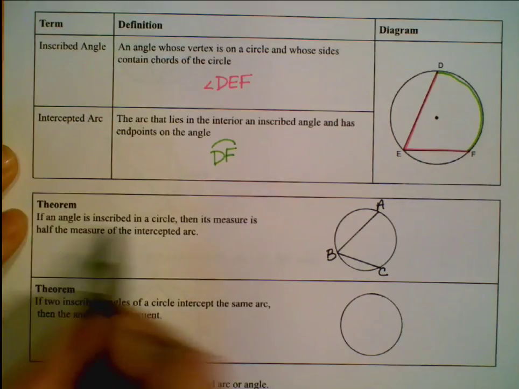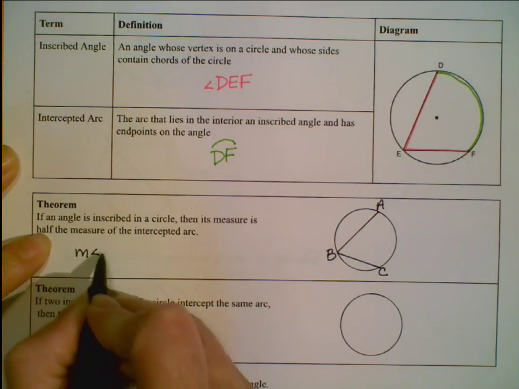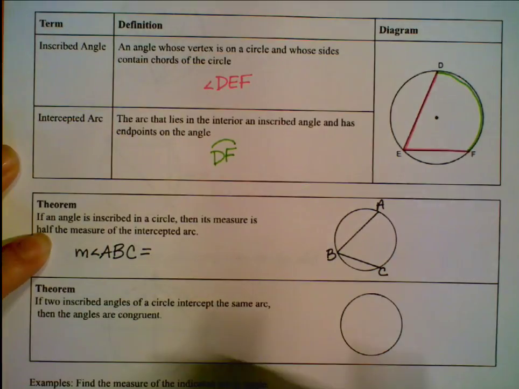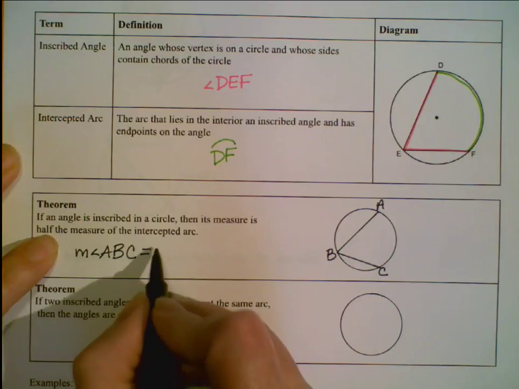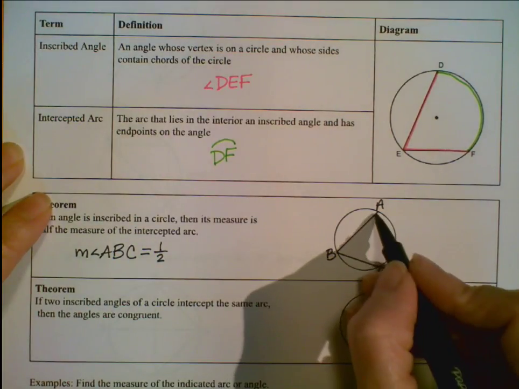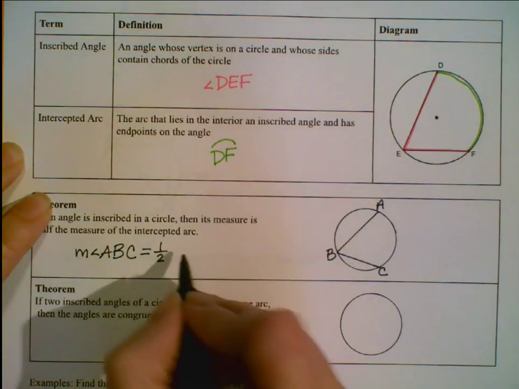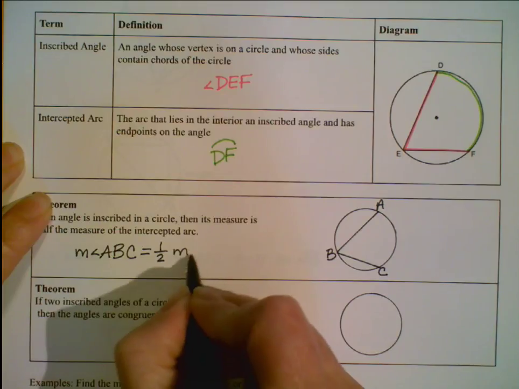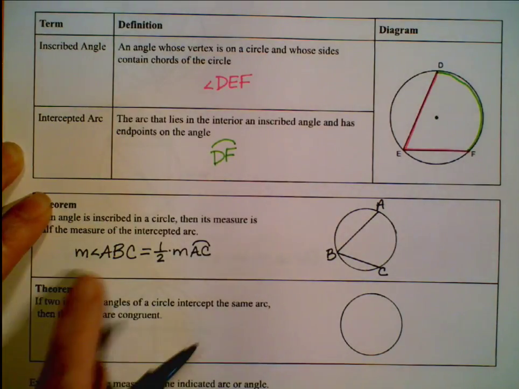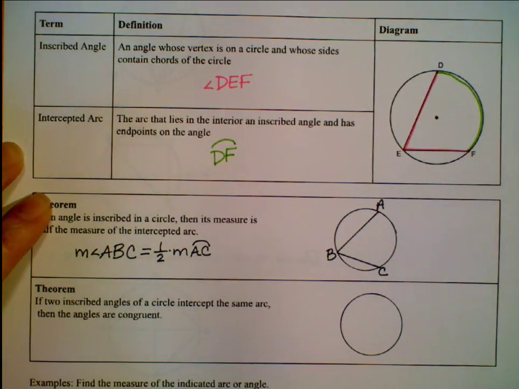Now what this theorem is stating, the measure of the angle, so the measure of angle ABC, equals 1/2 of the measure of the intercepted arc. And the measure of the arc, in this case, remember our intercepted arc would be from point A to point C. So the measure of that arc. So the measure of the angle is half of the measure of the arc.